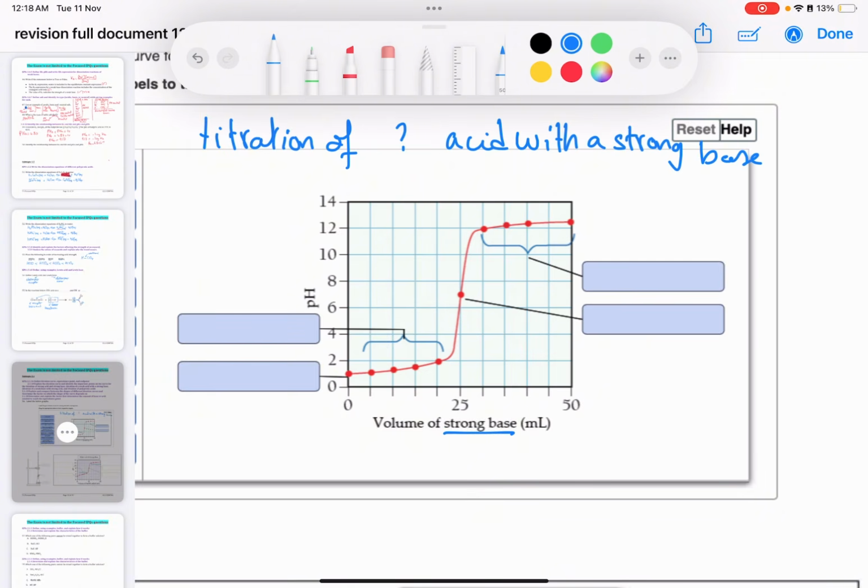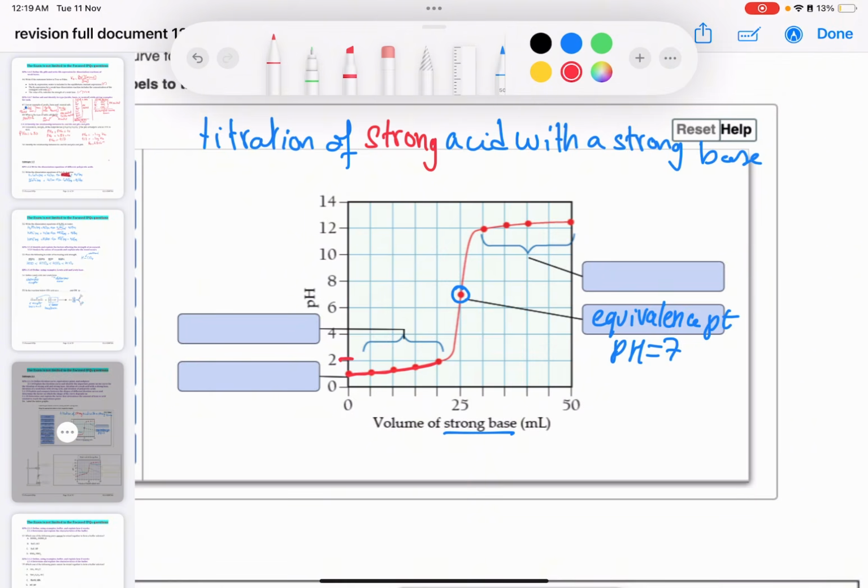What is this? Is it a strong acid or a weak acid? By looking at the point here in the middle of the curve, this point is called the equivalence point. At the equivalence point, if pH is 7, it means that I am titrating a strong acid with a strong base. Another indication, the curve starts from below 2 and it's almost a straight line increasing slowly. So this indicates that this is a strong acid.